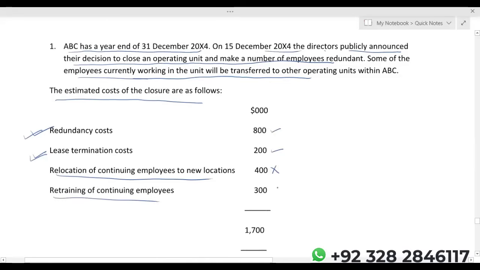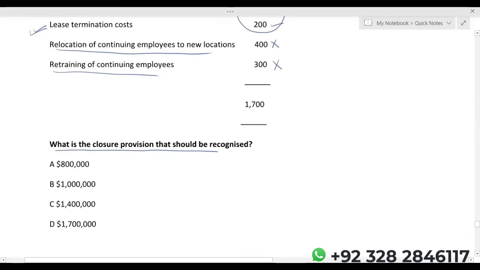Retraining continuing employees, again, is not a part of closure. Again, it's an ongoing activity. So logically, the provision amount should be 1,000, or you can say 1 million. So according to IAS 37, the provision for restructuring will only have the cost which is the result of restructuring. But relocating cost and retraining cost are not a part of restructuring. It shows ongoing activities.